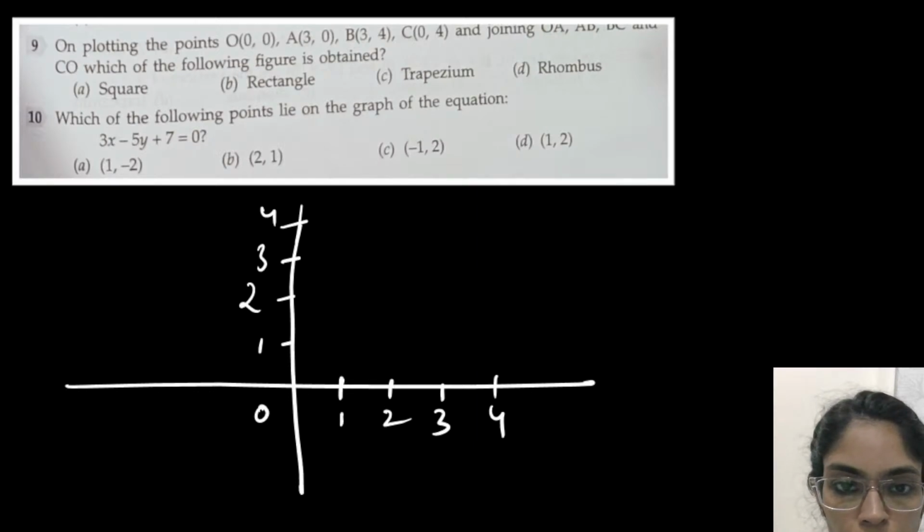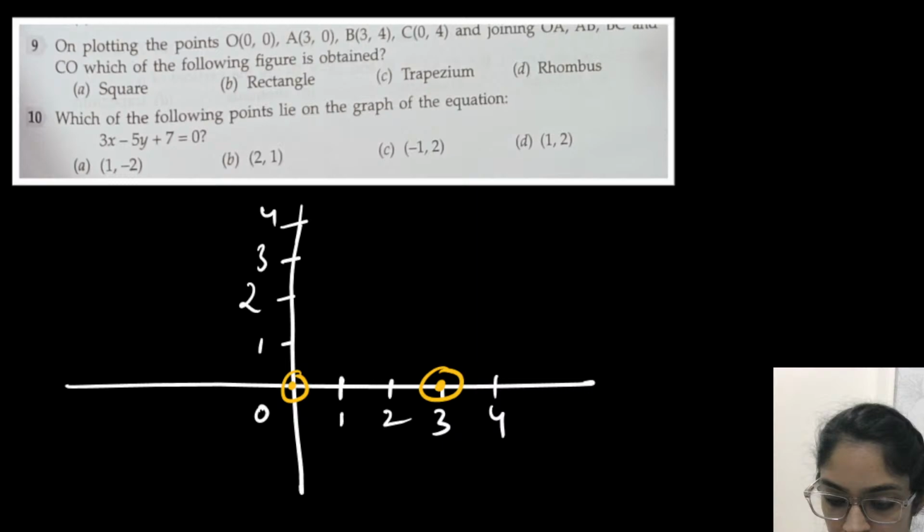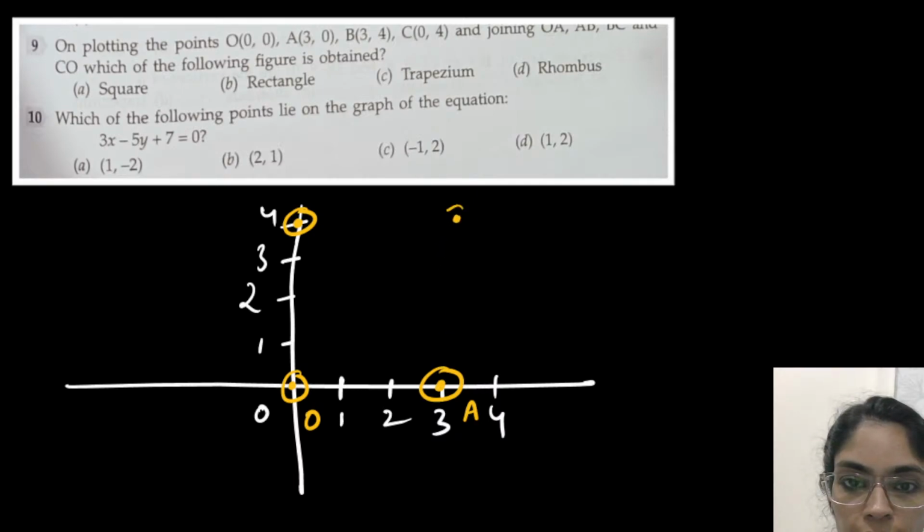First point is 0, 0, which is the origin, so I am just marking it. Then A is 3 comma 0. 3 comma 0 means it lies on the x-axis. Option A, square. Okay, we just have to check whether it is a square or which figure it is. So I'm just marking. C is 0 comma 4. 0 comma 4 lies on the y-axis. And B is 3 comma 4. So this is O, this is A, and B is 3 comma 4. So here it is lying at 3 comma 4.